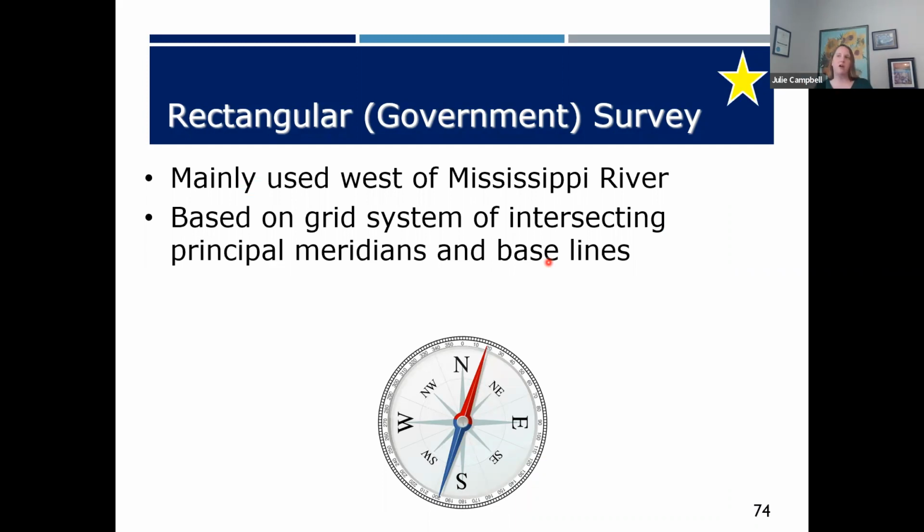What the rectangular government survey system is, it's based on a series of grid systems. It's like placing a grid over a map. The north-south lines on the grid are referred to as meridians. The east-west lines of the grid are referred to as the baselines. Again, we'll look at a picture in just a second.